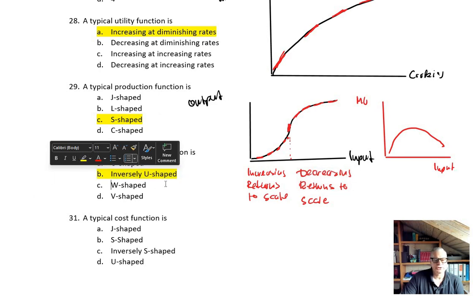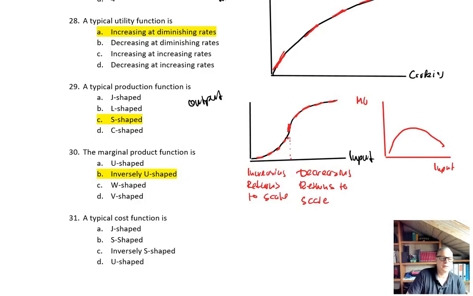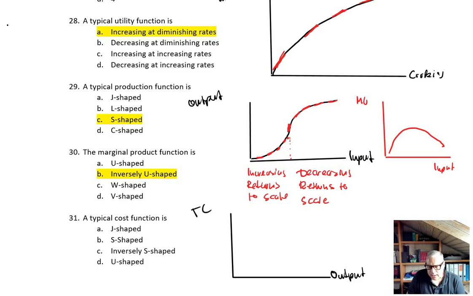A typical cost function. So now let's still remember a typical cost function. When it comes to the cost function, we take the output on the x-axis and then we have here total cost. And then there is always some chunk which is fixed cost. But then on top of it we have something which is inversely U-shaped. So our typical cost function looks like this.